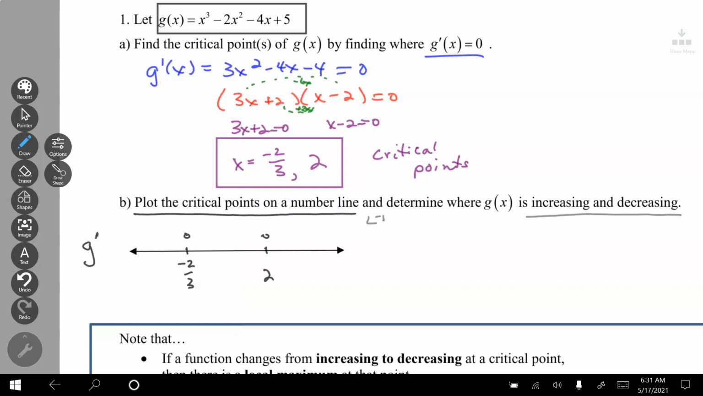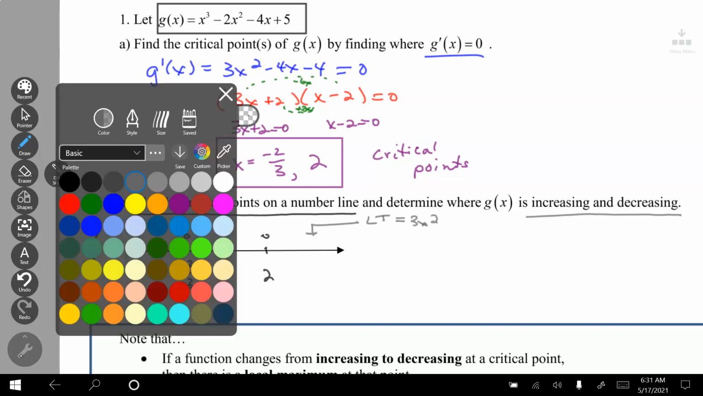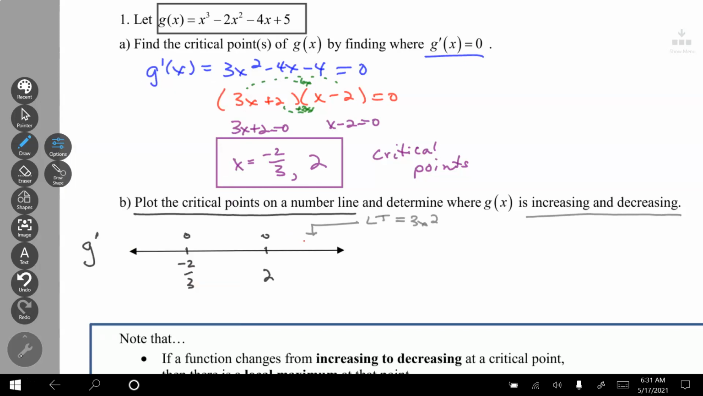Well, I know the leading term of g prime, not g, is 3x squared. So that means this goes positive here on the right side. There are no bounces here. Negative in the middle. And then positive over here on the left side.